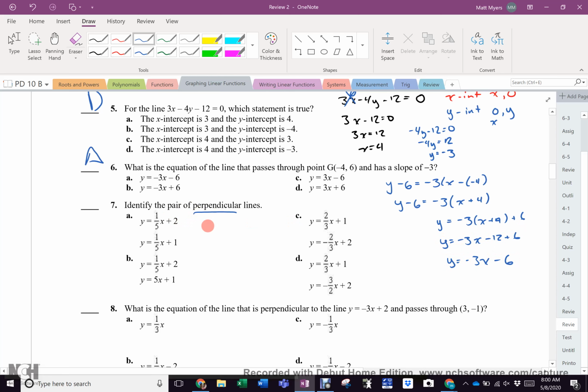Perpendicular lines. That means I have a slope, and I flip that slope over and I make it negative. 1/5 and 1/5, they're the same. 2/3 and negative 2/3, not flipped. 1/5 and 5, ooh, that's flipped, but they're both positive. 2 and 3, positive. 3 and 2, negative. D.